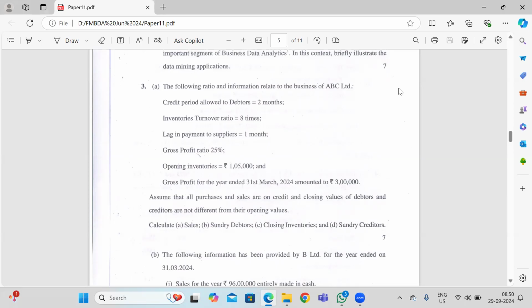We have the following information, that is gross profit ratio 25%. Usually gross profit will be calculated based on sales only. That is what we write in the formula: gross profit ratio is gross profit divided by sales, right? So here sales will be 100%. It is my base, so it will be 100%, and gross profit will be 25%. If this 25% gross profit is equal to 3 lakhs, then what will be my sales, that is 100%? I need to calculate this.